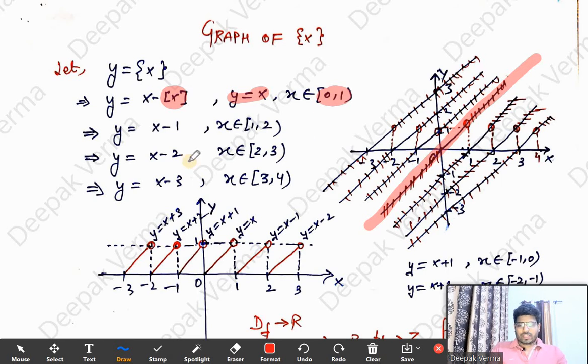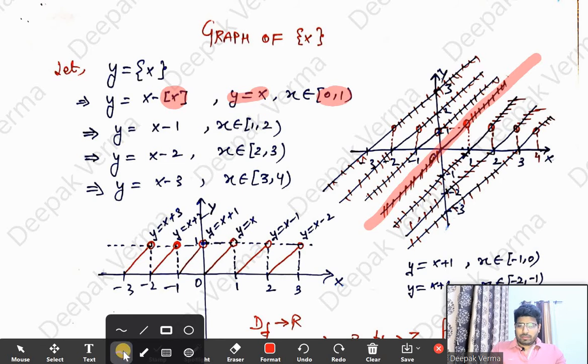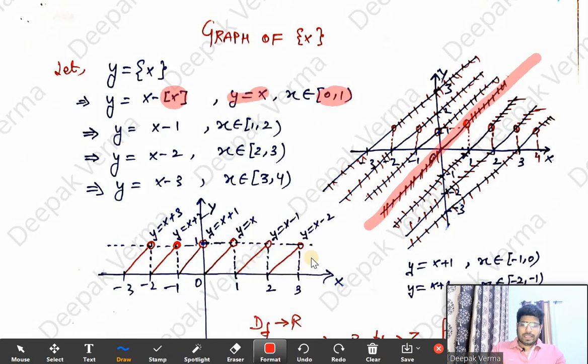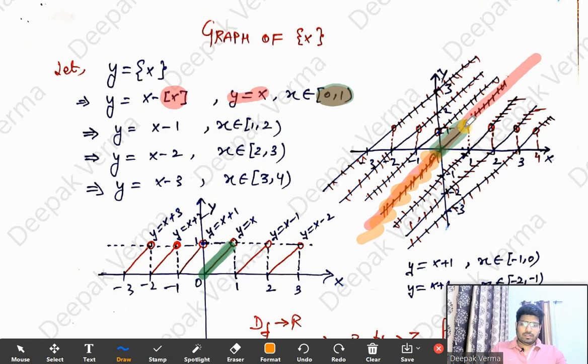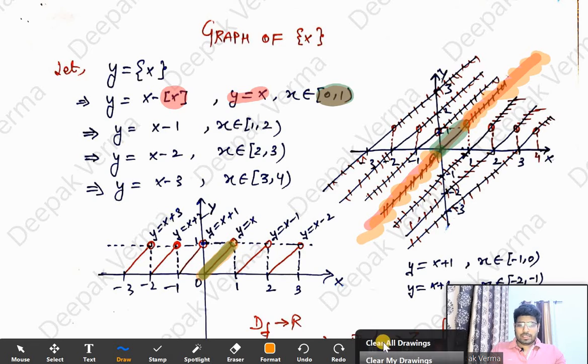Now, here what we want is the portion of the line between 0 and 1 only. 0 is included. So the required portion is this. This is the required portion, and the rest you can remove. So remove the rest of the portion, you can remove this portion and this portion. So the only portion we are left with is this one. Got it? I hope it is clear.